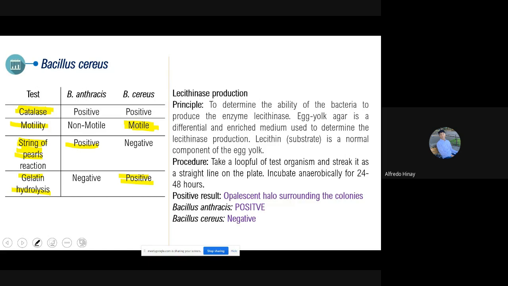Ayun, di ba? Tinitingnan natin if the bacteria is able to produce an enzyme called lecithinase. And we can observe this using your egg yolk agar. In your egg yolk agar, it contains lecithin, which is the substrate of your lecithinase. So, lecithinase is an enzyme that is produced by the bacteria. Kakainin niya si lecithin. Kaya nagpo-produce tayo ng halo or opalescent, class. Opalescent halo surrounding the colonies. Ang kagandahan nito, class, is that Bacillus anthracis is positive, your Bacillus cereus is negative.